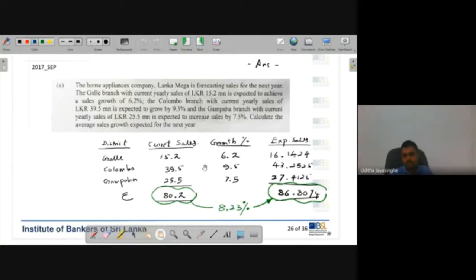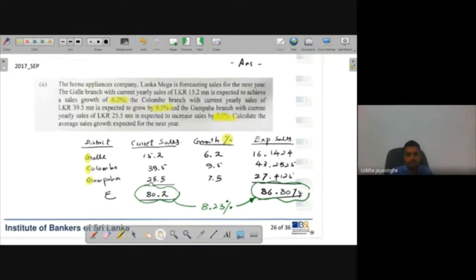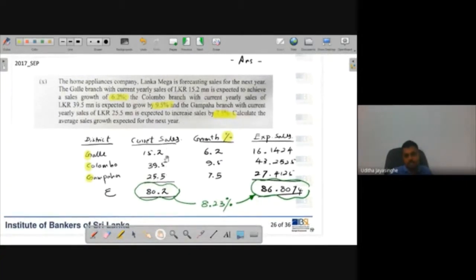What are these percentage numbers given in the question? The growths of 6.2%, 9.5%, and 7.5%. These are the respective growths of the Galle, Colombo, and Gampaha districts for the next year. So the simple calculation I can do is take the current sales and grow it by the respective growth rates. 15.2 multiplied by 1.062 is going to give you 16.1424.